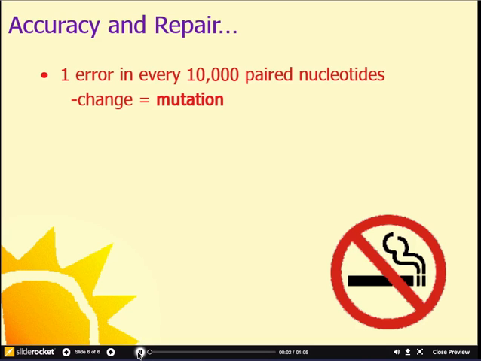Okay, by the time that the DNA polymerases have traveled all the way through the DNA, they make about one error in every 10,000 paired nucleotides, which seems like not very many errors, although because we have about 3 billion letters, that actually ends up being a lot of errors. Each change is a mutation, and each mutation is capable of leading to some disastrous side effect.